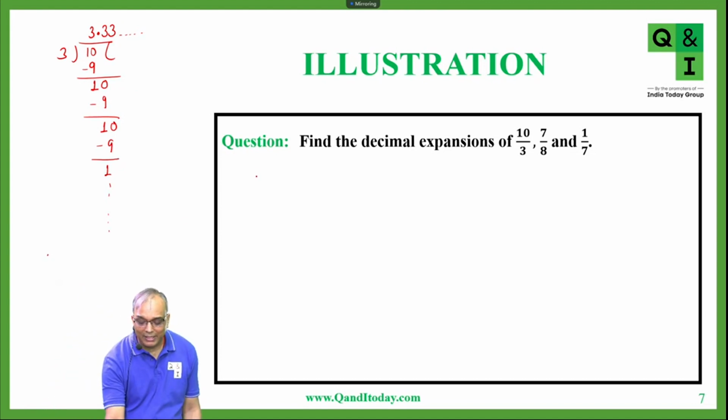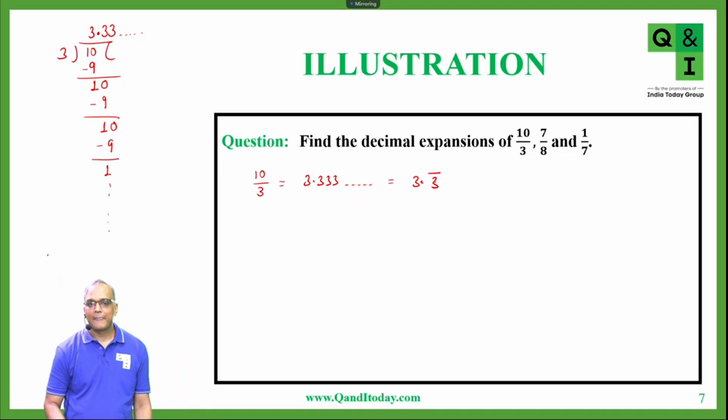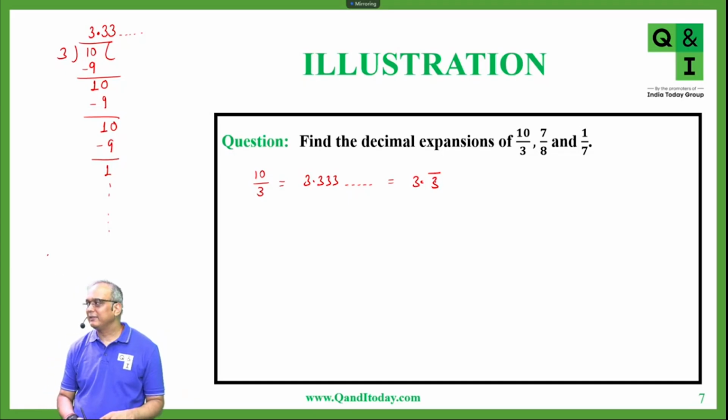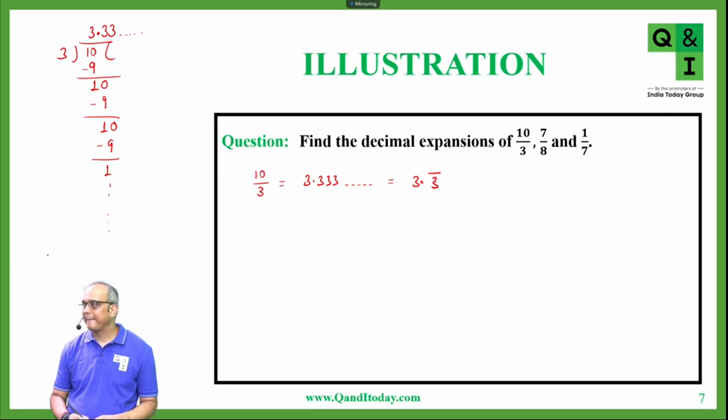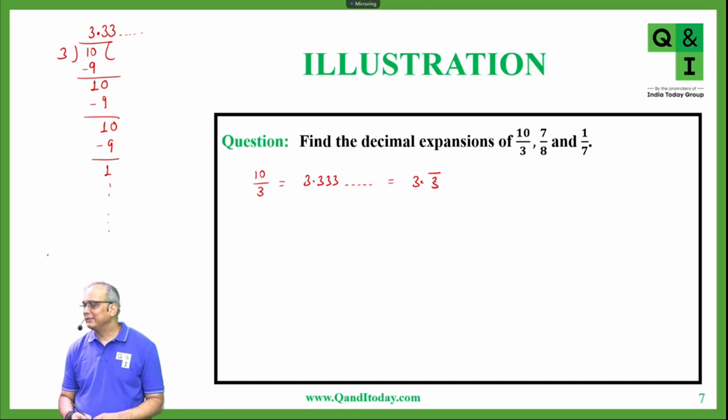So 10 by 3 can be written as 3.333 and so on, which can be written as 3.3 with a bar, which tells that the digit 3 after the decimal is repeating. Clear? Is it clear, students?